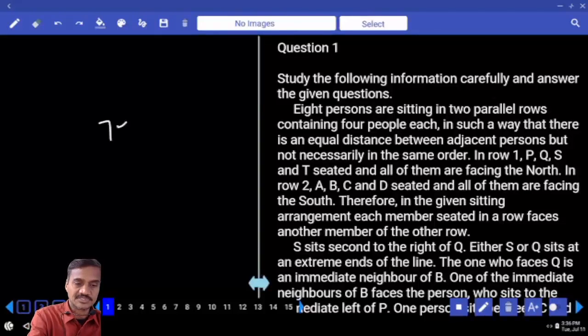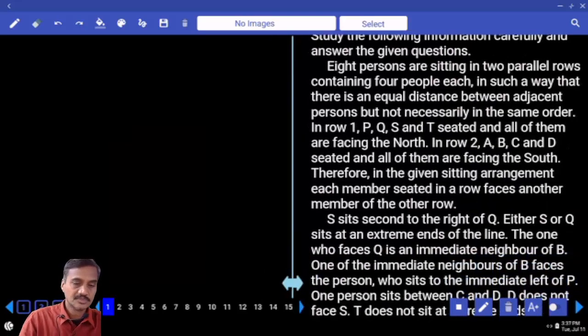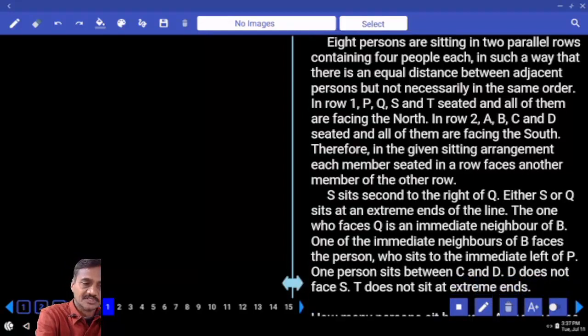Now paper number 79, RRB Clerk Prelims. In this one, question numbers 1 to 5 are based on parallel rows. And how many persons are there? There are 8 persons seated in 2 different rows.